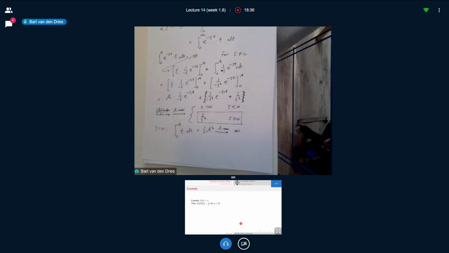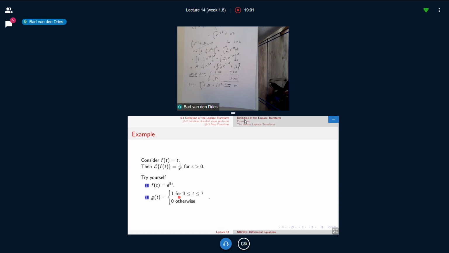This is how you do these evaluations, how you do these calculations. My question for you is, try this for yourself for the next, say, 2 to 3 minutes. Try these two yourself. And please try to write down for which values of s the Laplace transform is actually defined. So have a look at these two for the next 2 to 3 minutes. Try it yourself, and then we will discuss the outcomes.